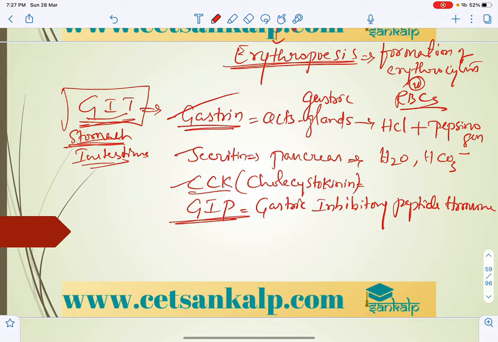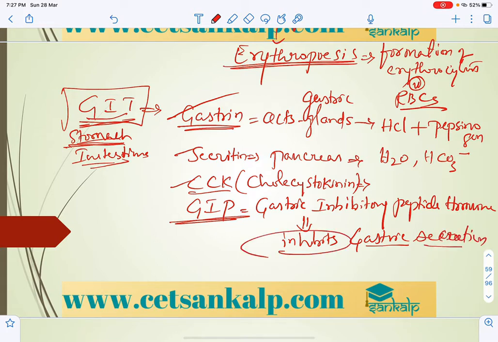So the gastric inhibitory peptide hormone inhibits gastric secretion. It inhibits almost all stomach secretion when there won't be any food, and the gastric secretion will be inhibited. So this is the thing you have to keep in mind.